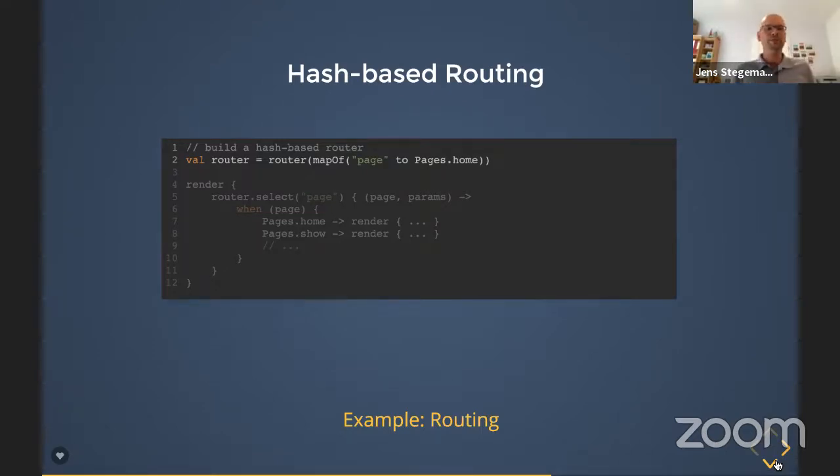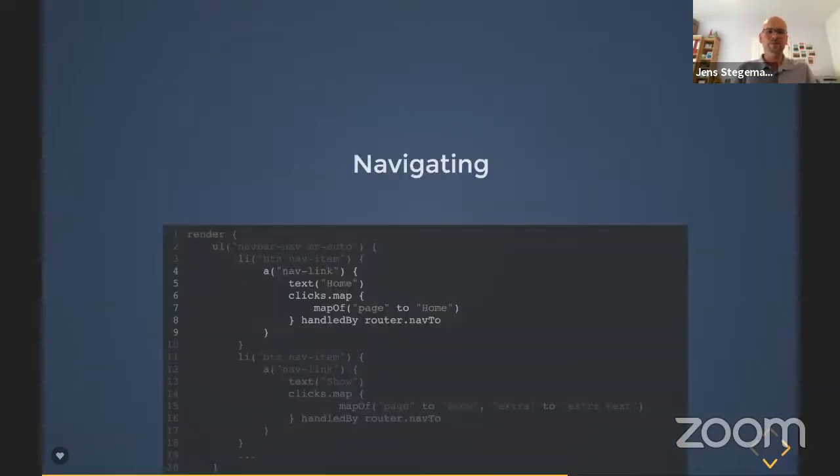We offer hash-based routing, and it's quite simple. You just define a router. There are several ways for a router, just handling strings, or you can also get a map of your named attributes, which we do in this case. And then you can use this with a select on the parameter. And over a simple when, you can define if you route this page's home, then you render whatever's on the home page, and if your route is page's show, you render whatever is on your show page.